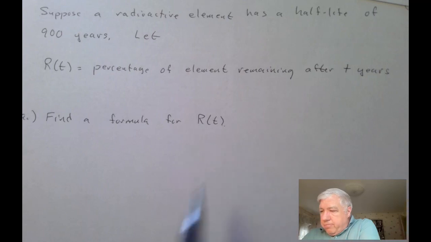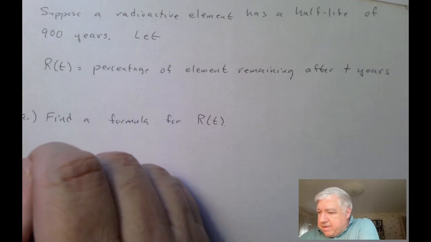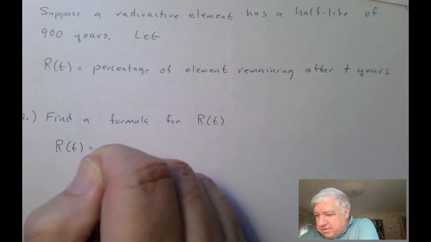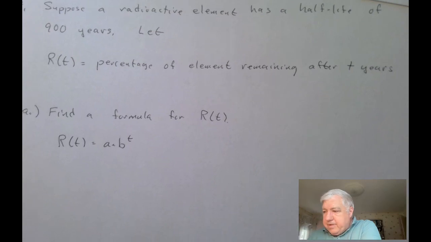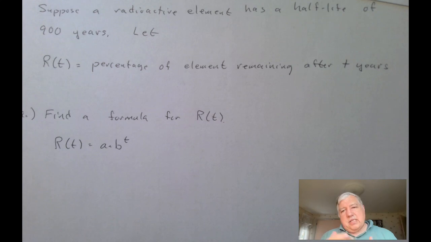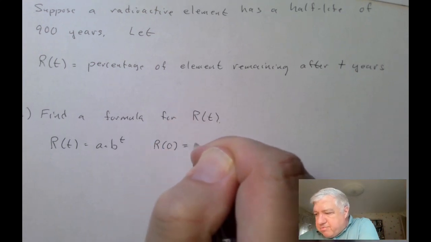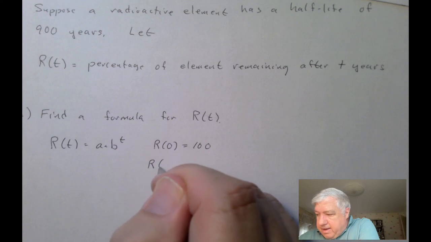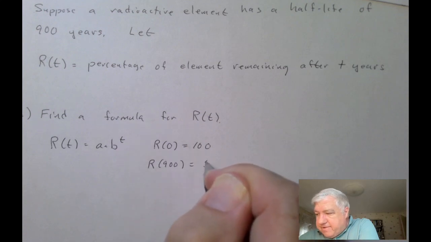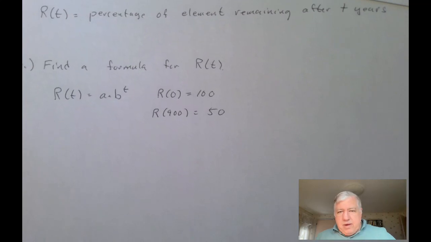Okay, so knowing that elements like this decay exponentially, we know that R of t will fit the exponential model. And since R of t is a percentage, we're going to assume that R of t is a number between 0 and 100 to make things easier. And we know that obviously when we start out, we have 100% remaining, and 900 years later, we have 50% remaining. So we have these two things, and now we're going to just find what A and B are and go from there.